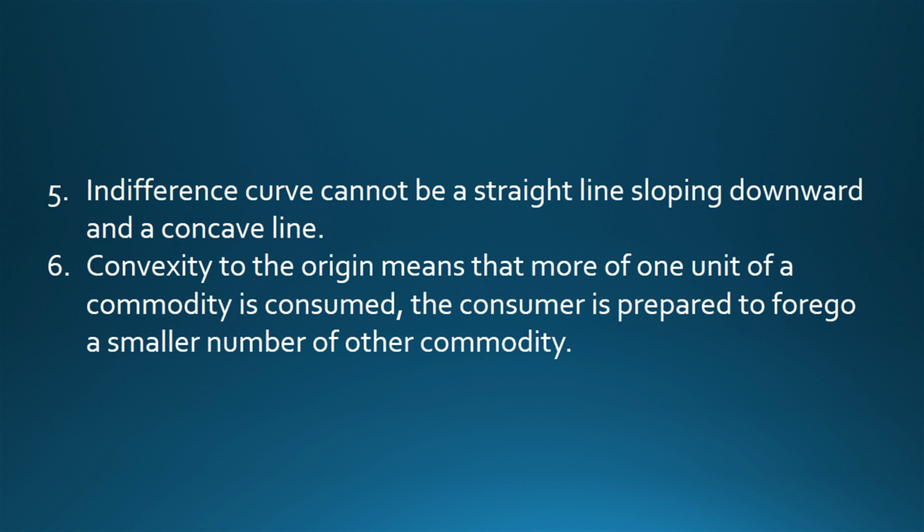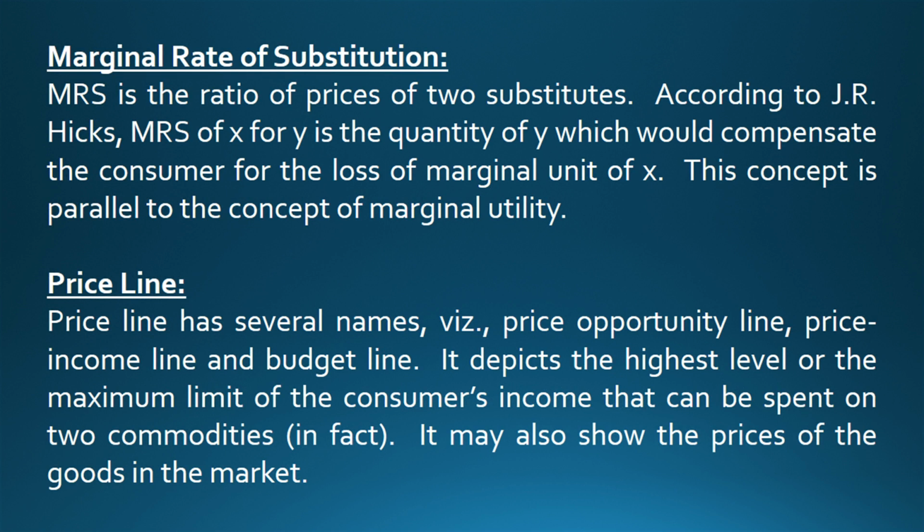6. Convexity to the origin means that the more of one commodity is consumed, the consumer is prepared to forego a smaller number of the other commodity. Marginal rate of substitution, MRS, is the ratio of prices of two substitutes. According to J.R. Hicks, MRS of X for Y is the quantity of Y which would compensate the consumer for the loss of a marginal unit of X. This concept is parallel to the concept of marginal utility.